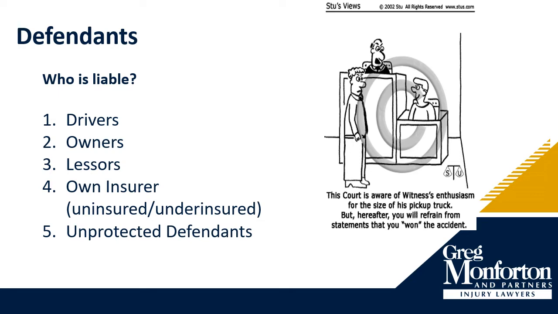And then number 5 is unprotected defendants. So defendants that do not have the benefits of the deductible and the threshold. So this is where we would be dealing with municipalities and taverns. So someone other than a person involved in the collision. And so what I'm going to do is go through each of these. So certainly, the driver is the easiest one to determine. So whoever's operating the vehicle certainly needs to be included.